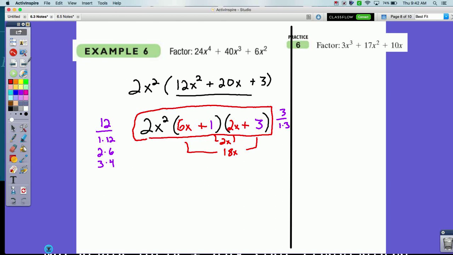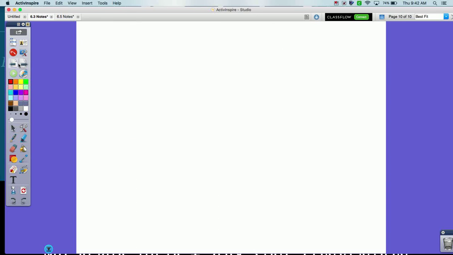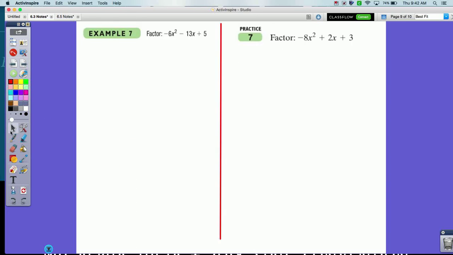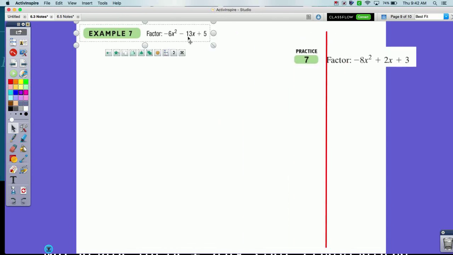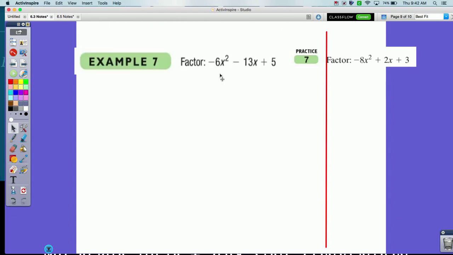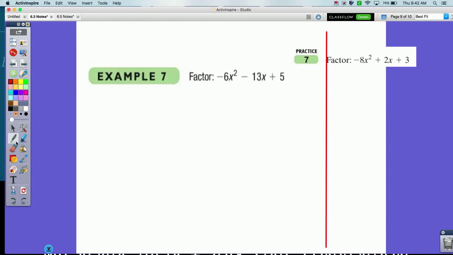All right, and then finally, example 7. Okay, I believe this is the last example. If you have a negative in front, all right, what I would do is I would factor that negative out. So the first thing I'm going to do is I'm going to take a negative 1 out and rewrite this as 6x squared plus 13x minus 5. And that's going to make this easier to factor. So if there's a negative in front of the leading coefficient, take out the negative. And then I'm going to work through.